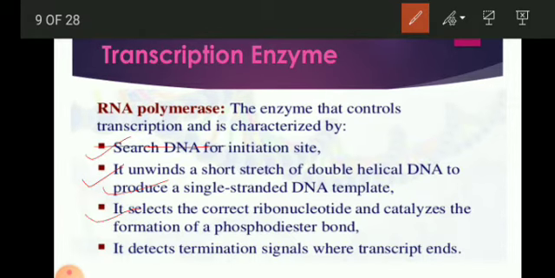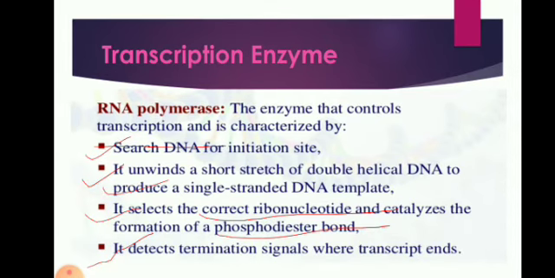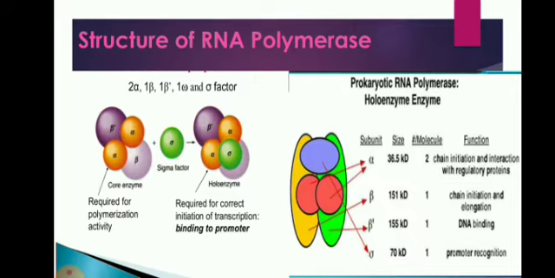It also selects the correct ribonucleotide and catalyzes the formation of the phosphodiester bond. Then it also detects termination signals where the transcript ends. It means from initiation up to termination, including elongation, just RNA polymerase is required. So it performs a variety of functions.